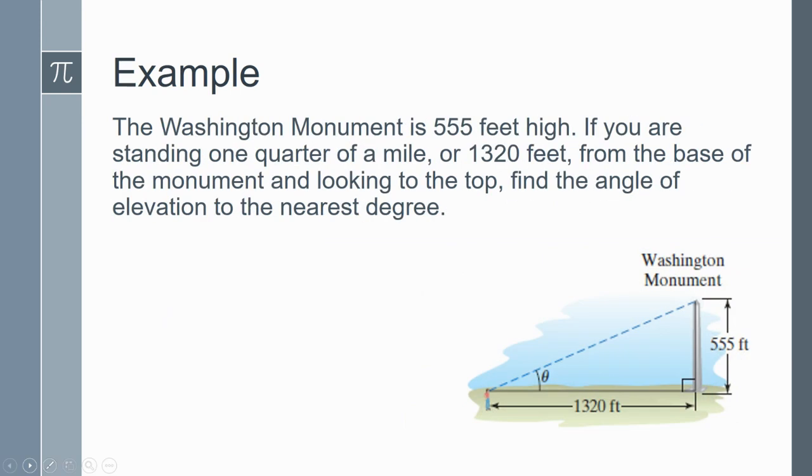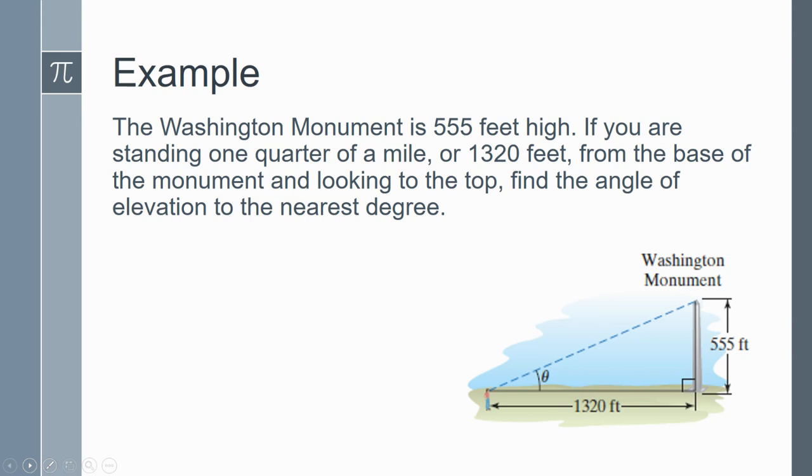All right, let's take a look at another one. It says the Washington Monument is 555 feet high. If you're standing 1/4 of a mile, or 1320 feet, from the base of the monument and are looking at the top, find the angle of elevation to the nearest degree.